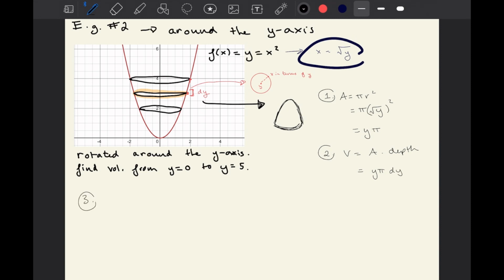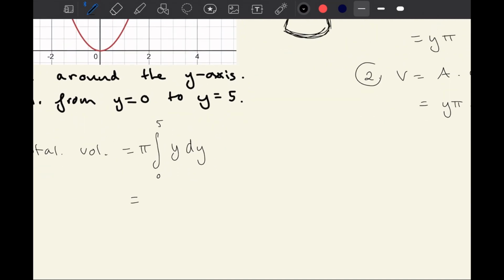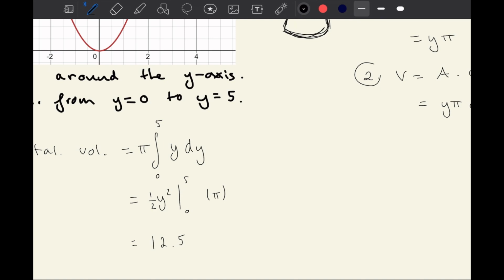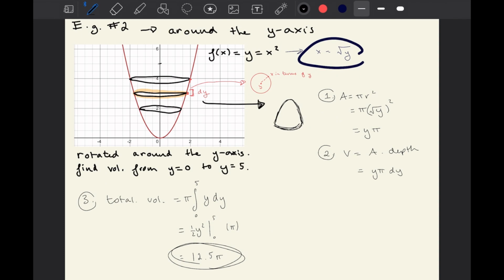And then lastly, over here, we're going to find the total volume, which is going to equal the integral, because we're summing all of them up, from 0 to 5, because once again, we're doing it in reference to the y-axis, and this is how big our shape is, y times pi times dy. And once again, we can take this pi out because it's simply a factor, and if we solve this, we're going to end up getting 1/2 y squared from 5 to 0 times pi. We're going to have 12.5 pi. This is going to be our final volume, 12.5 pi. So I hope you understand how this works.